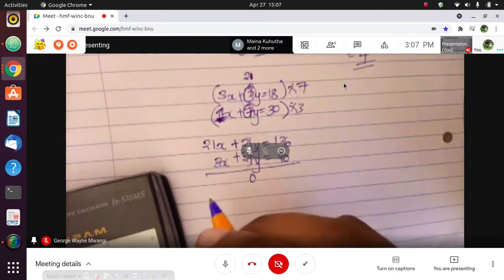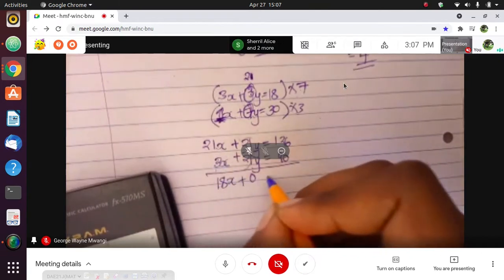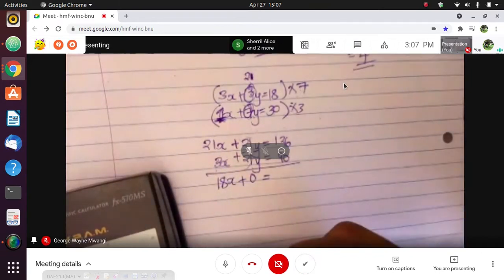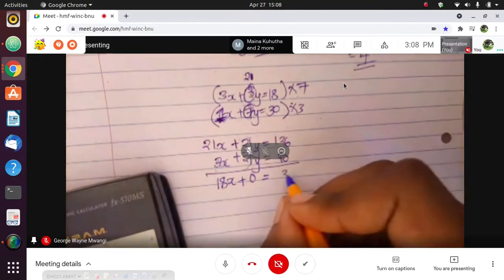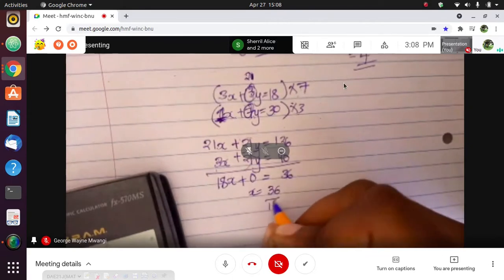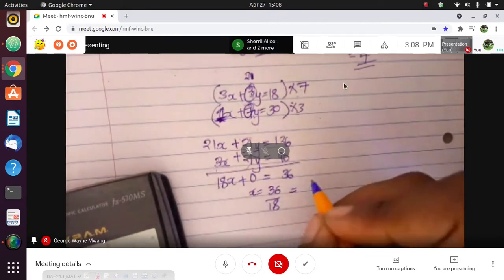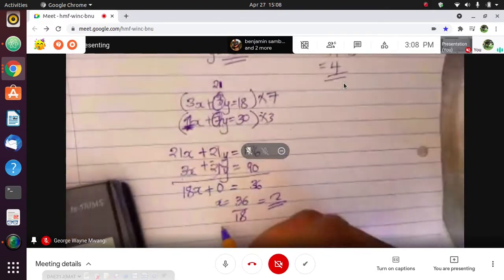18x. 21 minus 3 is 18, so 18x plus 0 is equals to 126 minus 90, which is 36. So the value of x becomes 36 divided by 18, to give us 2. Are you together? Now what will be the value of y?